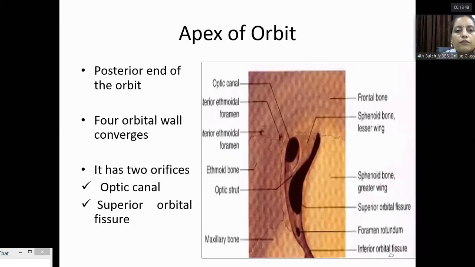Now the apex of the orbit. The posterior end of the orbit is the apex of the orbit. The four orbital walls converge here. It has two orifices, the optic canal and the superior orbital fissure.